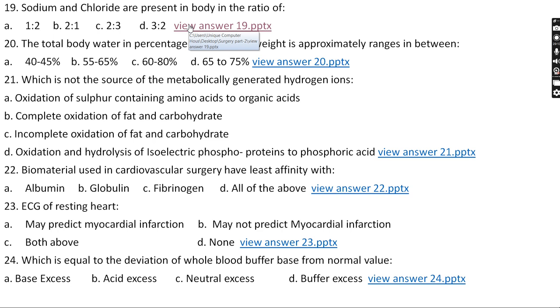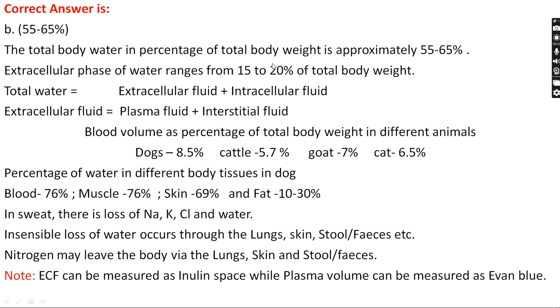Question number 20. The total body water in percentage of total body weight is approximately ranging between: option A, 40 to 45%; option B, 55 to 65%; option C, 60 to 80%; or option D, 65 to 75%. The right answer is option B, that is 55 to 65%.